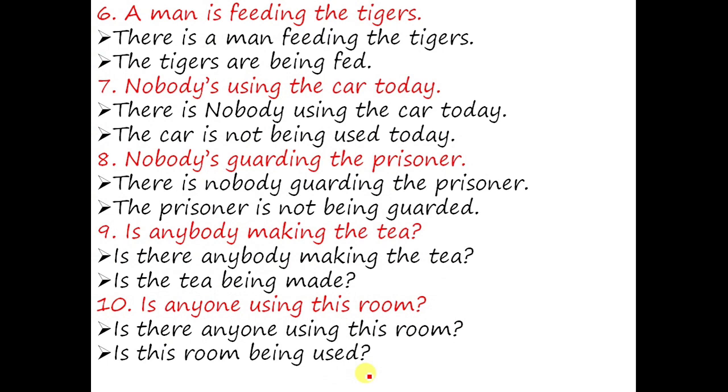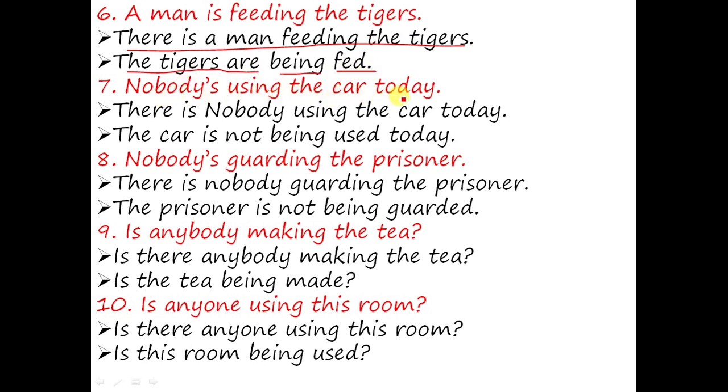Similarly, a man is feeding the tigers. So there is a man feeding the tigers. And passive, use the object first, the tigers, it is plural, therefore are, and being plus V3, being, the V3 form of feed is fed, being fed.